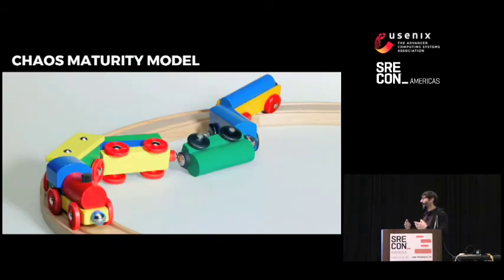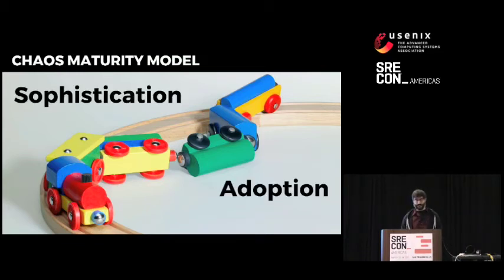So as we thought about how to bring this to other organizations and to analyze our own place in chaos, internally at Netflix, our own sophistication, we chose to create what we call a chaos maturity model, because overloading acronyms is always fun. So this is our CMM. And we have two axes for this. One is sophistication, and the other is adoption.